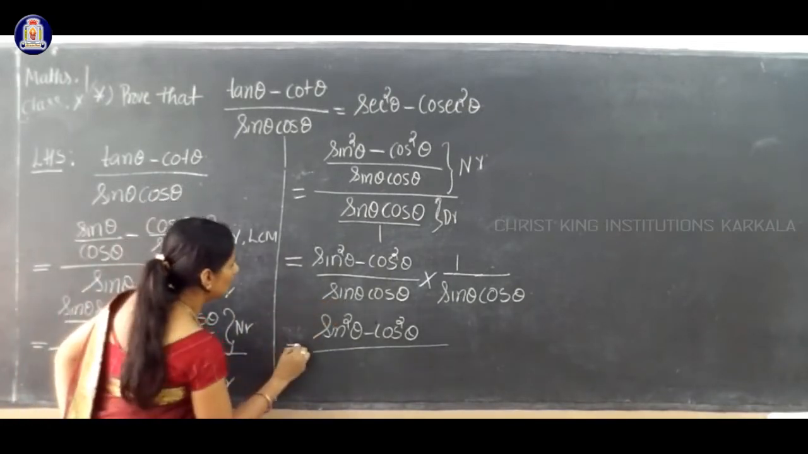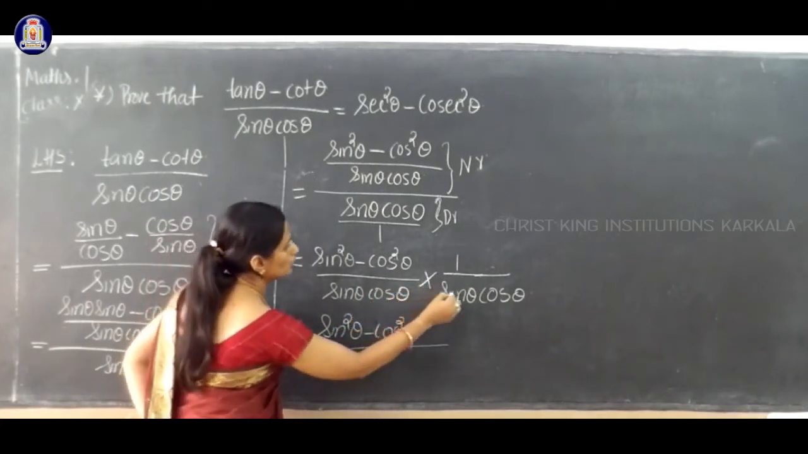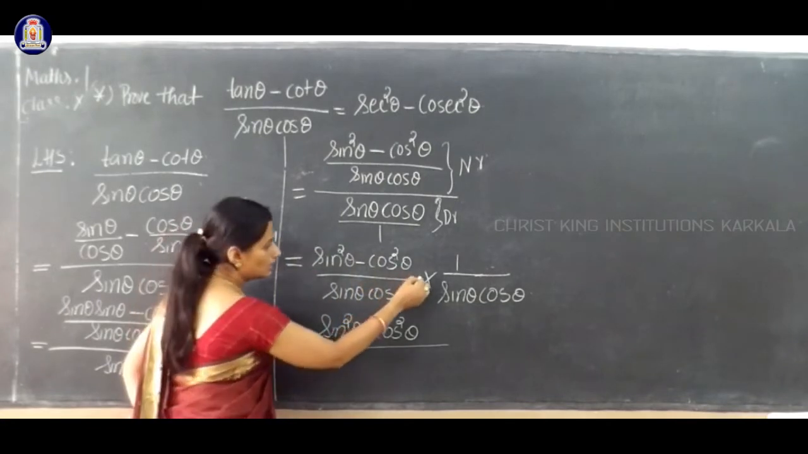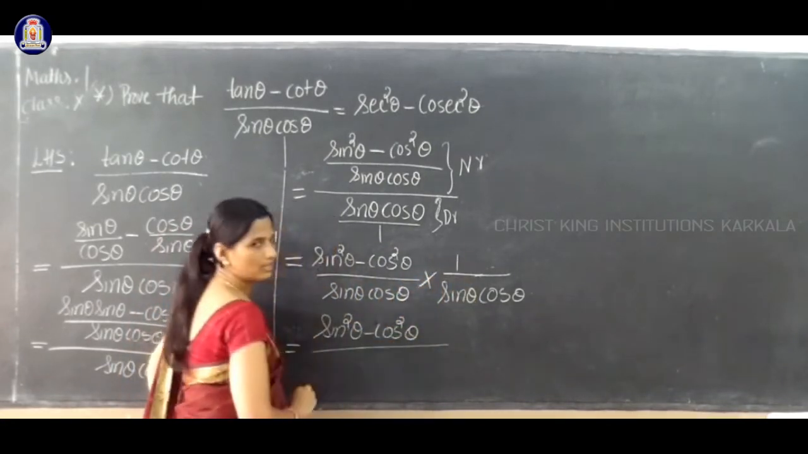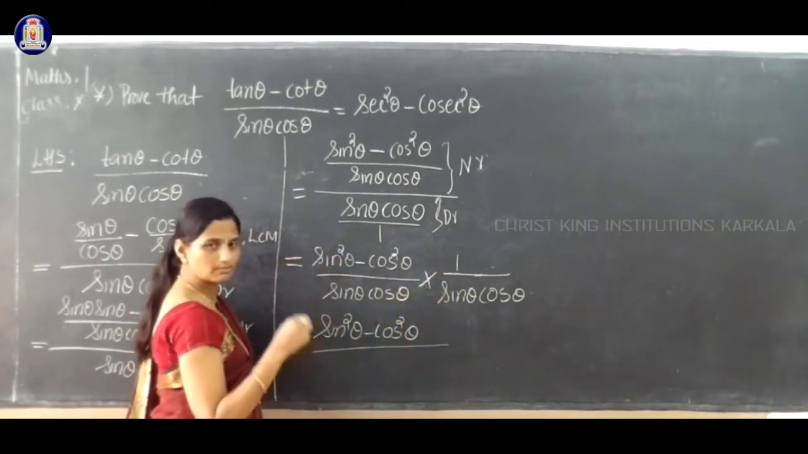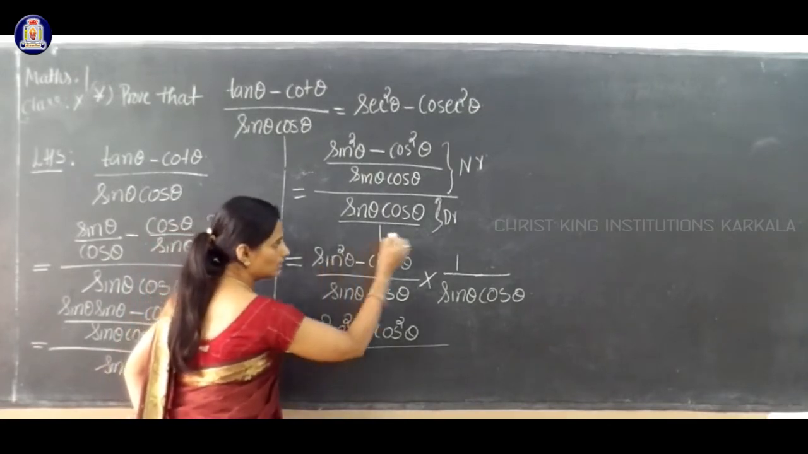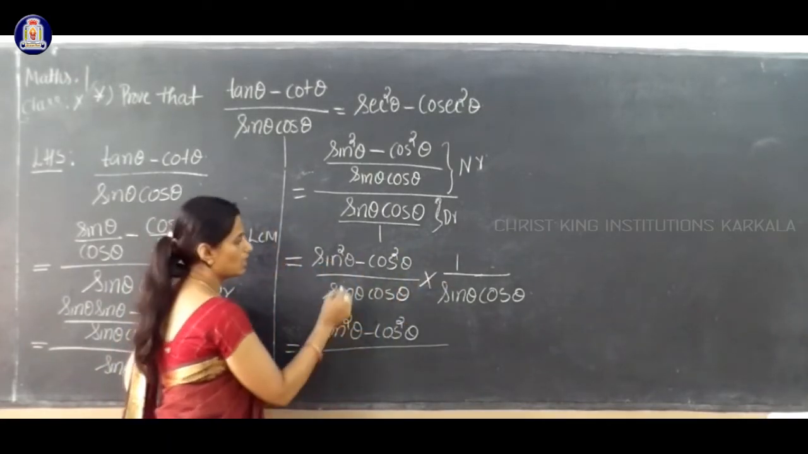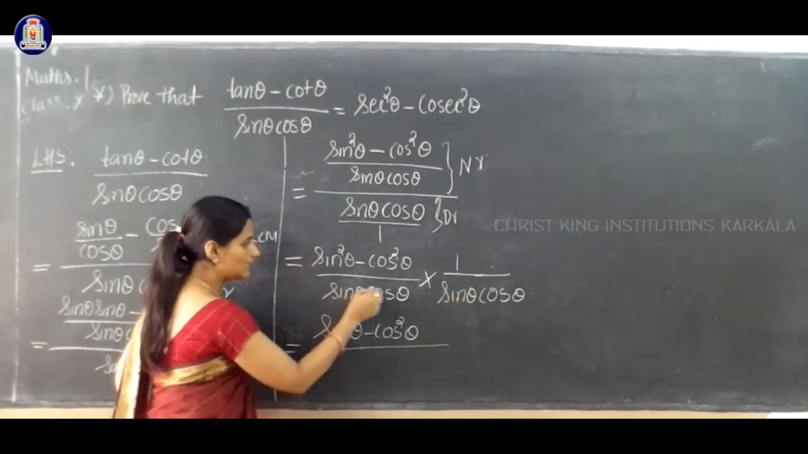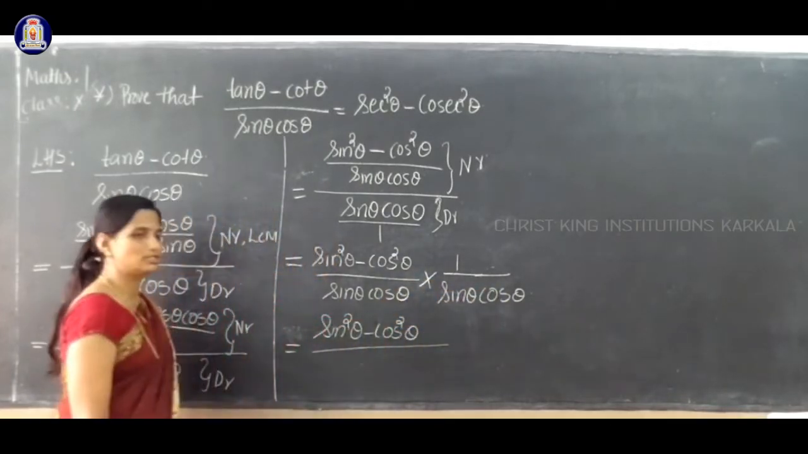Sin theta into cos theta into sin theta into cos theta. Numerator by denominator into numerator by denominator. Don't cancel the sin and the sin, cos and cos. That is not possible, you know that. So if it is not possible, multiplication: numerator with the numerator, multiplication, and denominator with the denominator, multiplication. See, sin theta into cos theta, sin theta into cos theta, so the same is repeated.